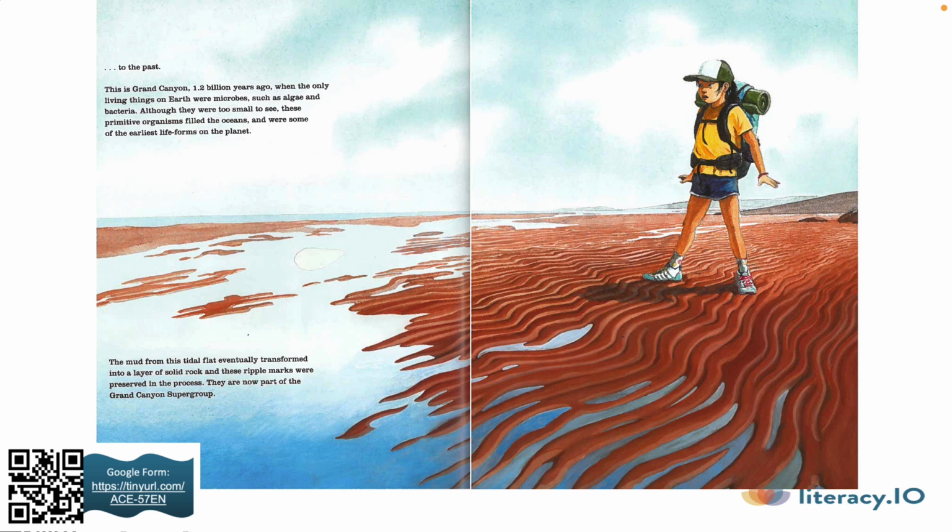This is Grand Canyon 1.2 billion years ago, when the only living things on Earth were microbes such as algae and bacteria. Although they were too small to see, these primitive organisms filled the oceans and were some of the earliest life forms on the planet. The mud from the tidal flat eventually transformed into a layer of solid rock, and these ripple marks were preserved in the process. They are now part of the Grand Canyon supergroup.